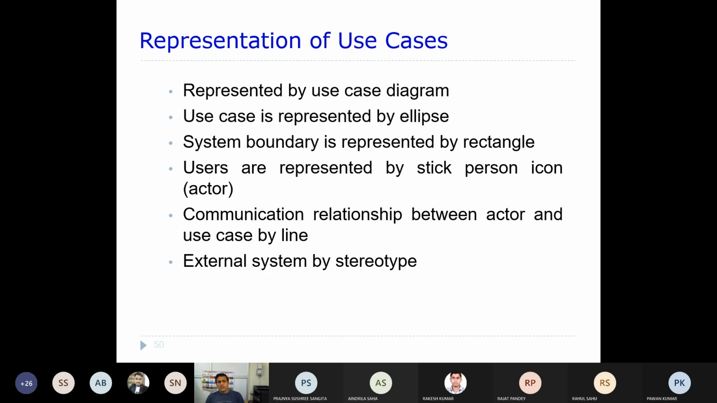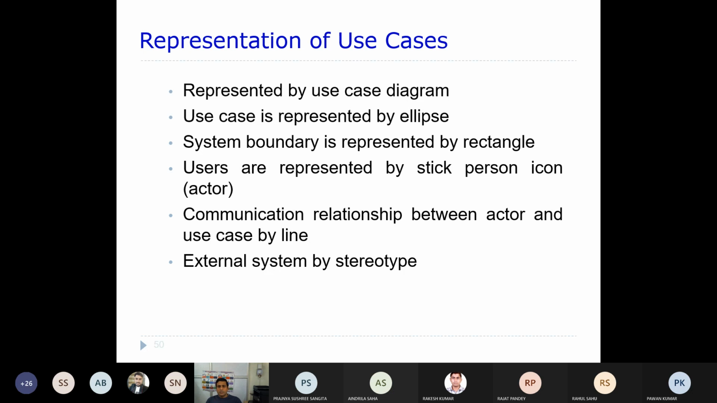Right. So now, these different use cases can be represented by a use case diagram. Let's say for a particular project or a software system that you are going to develop, you have identified a certain number of use cases. Those use cases can be represented by using a use case diagram. A use case is represented by an ellipse.